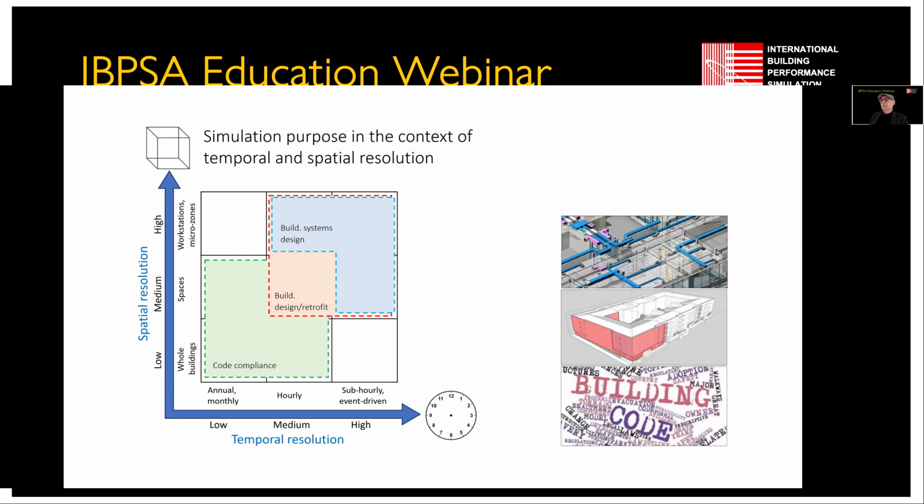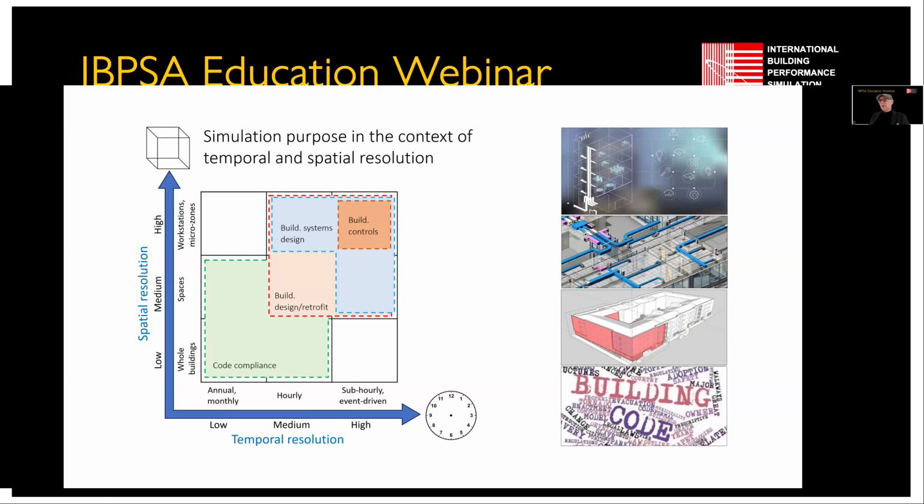If you would go to a building systems design scenario, then maybe an even finer decision with regard to the intervals of time and space would be adequate. And finally, if you're talking about real-time building controls applications, then maybe we should look at the event-driven processes and go for that type of resolution.